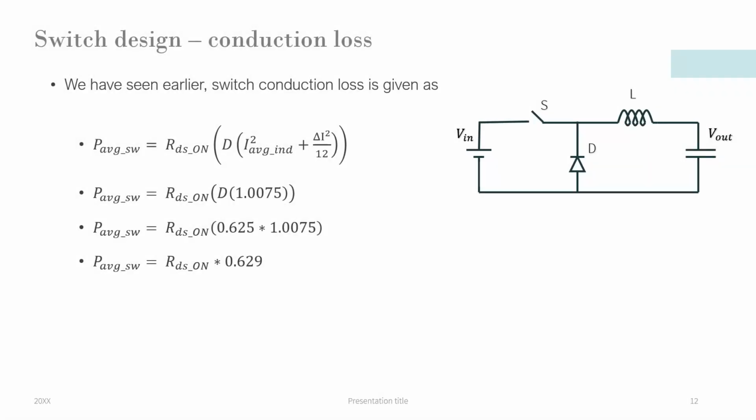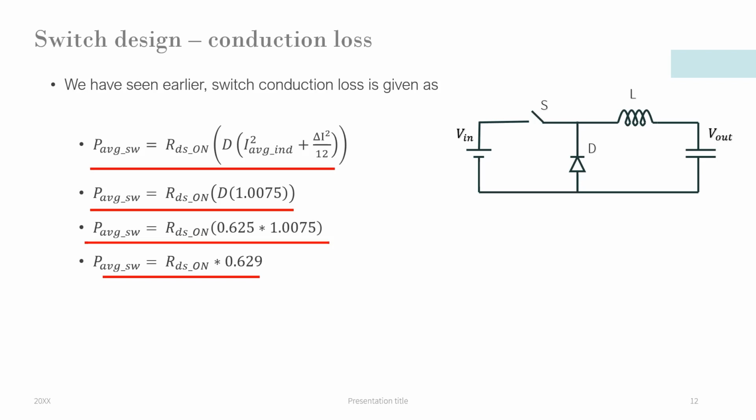Let us now look at the conduction loss of the switch. We have seen in our previous videos that average switch power loss is given as shown here. Here we consider maximum duty cycle. We know that all values except RDS on. On substituting them, we get 0.629 into RDS on. The RDS on must be identified from the MOSFET datasheet.